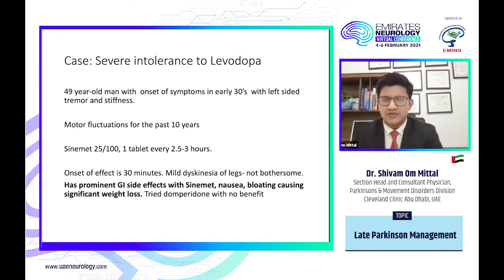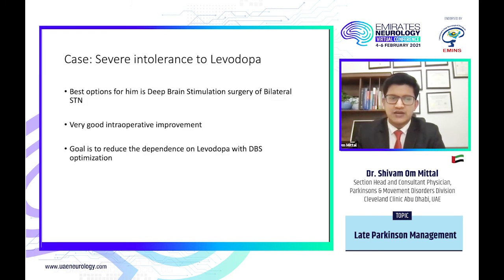But he cannot stop the medication because he is not able to move without it. So he has to take the Sinemet every 3 hours. So the good option for him is only DBS, because the dopa pump is again the same dopamine, and apomorphine can also cause a lot of nausea side effects as well. So we did a levodopa challenge.